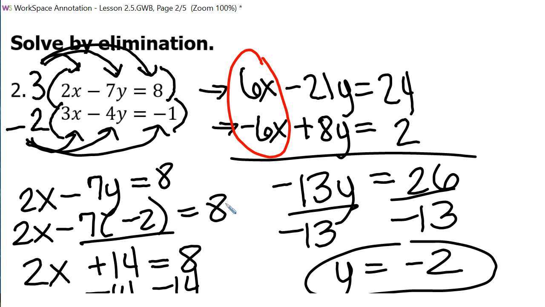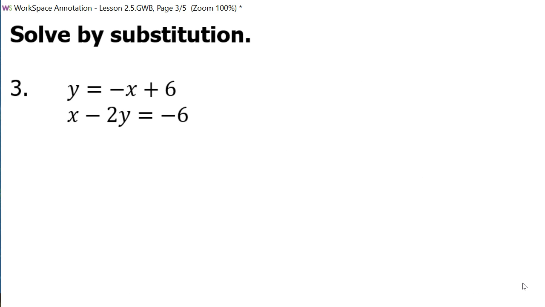Okay, so that was method number 2. That was the elimination method, where you make a zero pair with one of your variables. Here is method number 3. This is what we did yesterday. We solved by substitution. Now for substitution, you have to have a variable by itself. And what variable is by itself? The y.